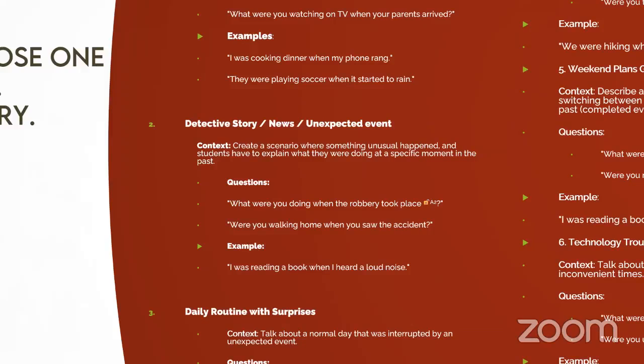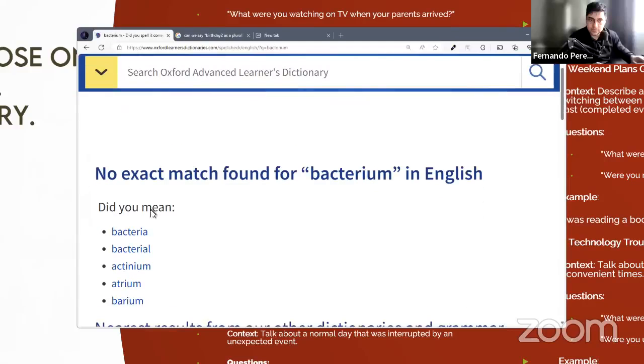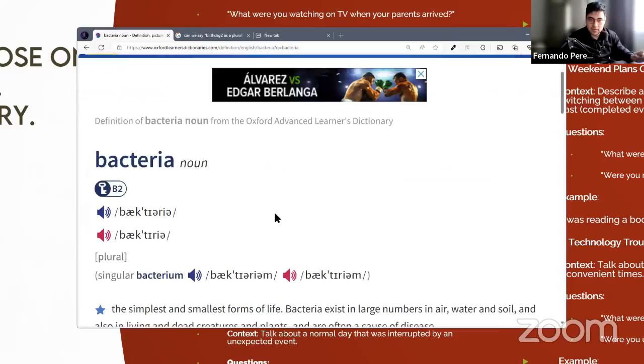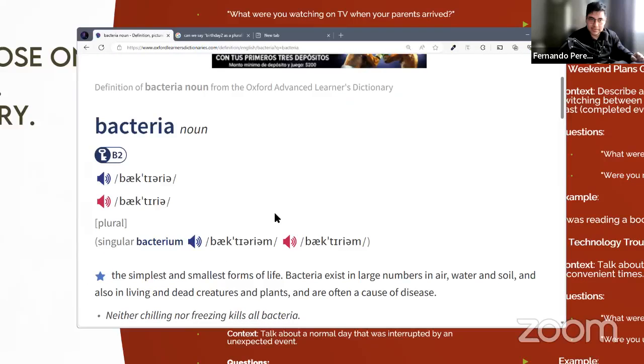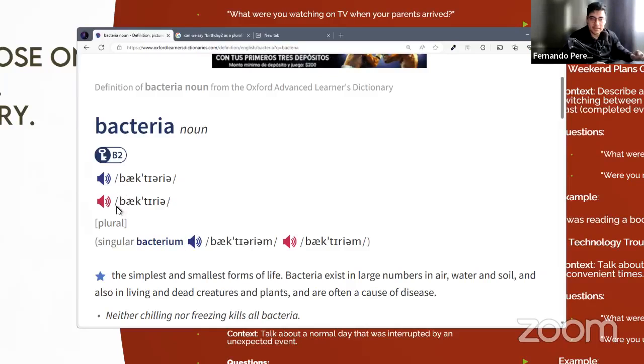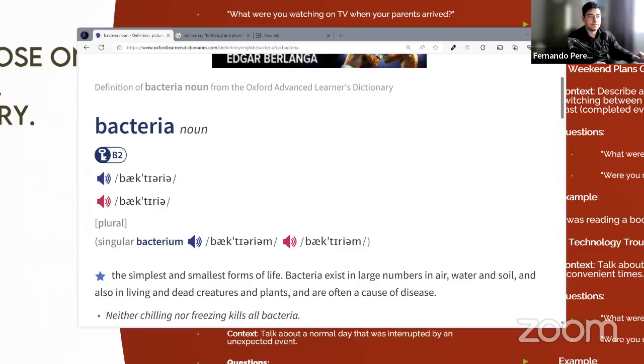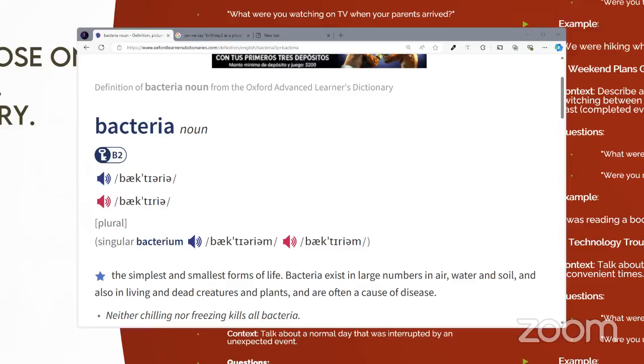So the pneumonia was from a difficult bacteria. Nice. In English, it is bacteria, singular bacterium, plural bacteria. I think the one you need is bacteria. Perfect. Difficult bacteria.